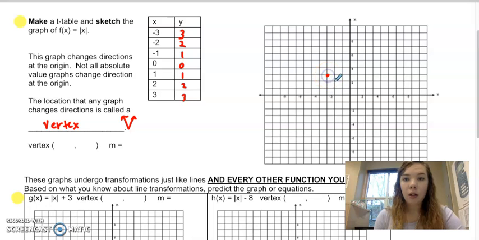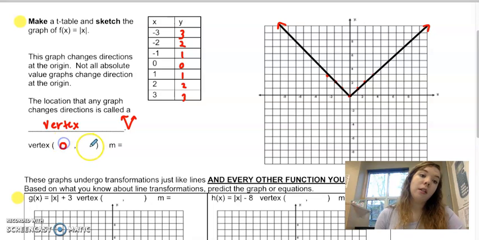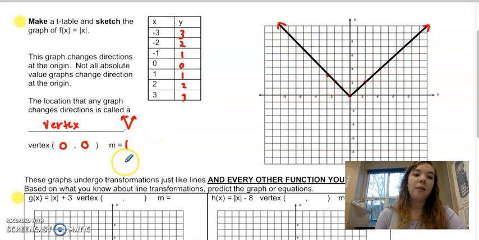-3, 3. So this one would look like so. So absolute values are V-shaped. They all will be. This one does start at the origin at 0, 0, but they don't all. So this one starts at 0, 0, the vertex. That's where it bends. And then the slope for this one is up 1, right 1, or a slope of 1. Now this is a slope of -1, this is a slope of +1. I'm just going to give the positive of our slope.